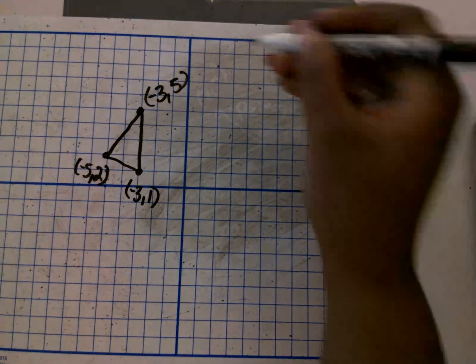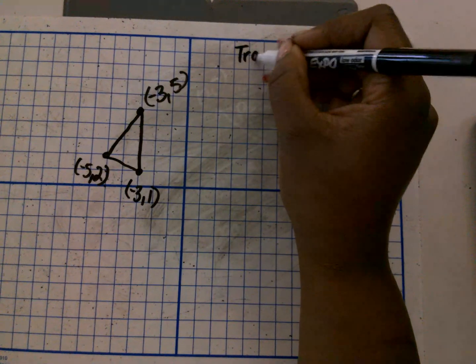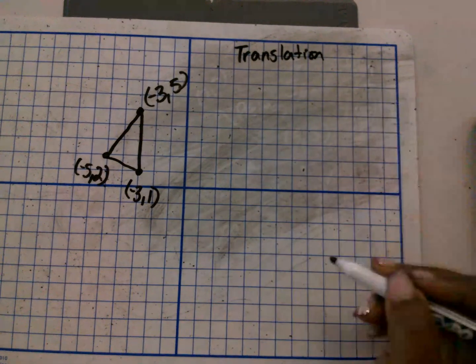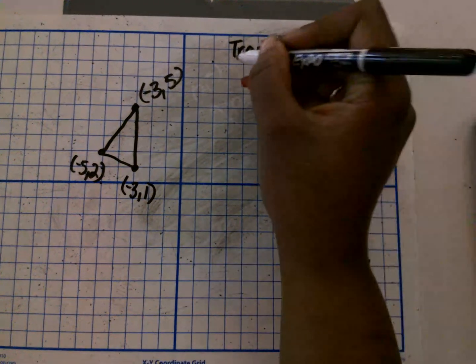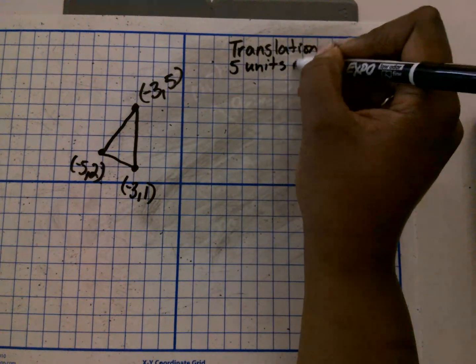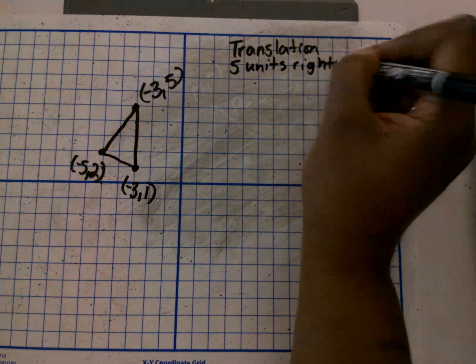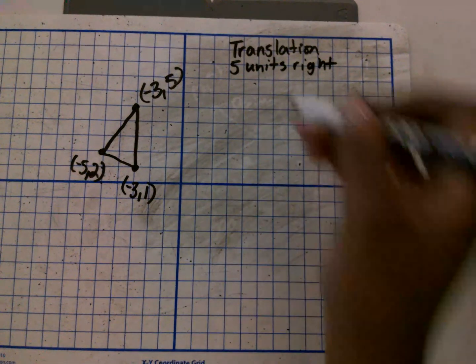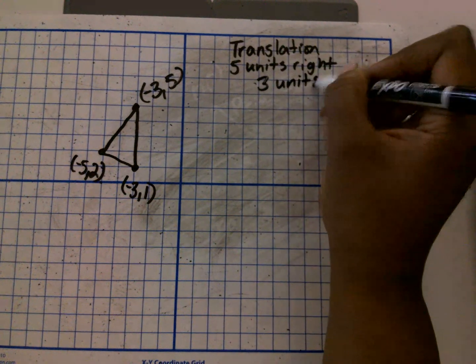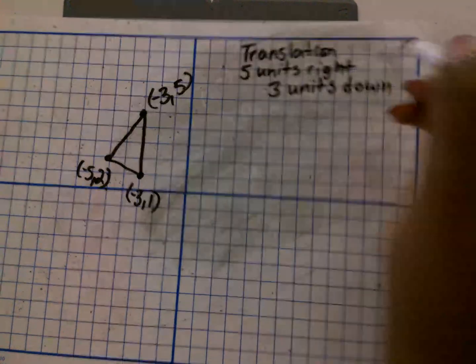Okay. So now we're going to slide. We're going to do a translation. Translation is to slide. We're going to do 5 units to the right. And let's do 3 units down. See if you can get that right, okay?